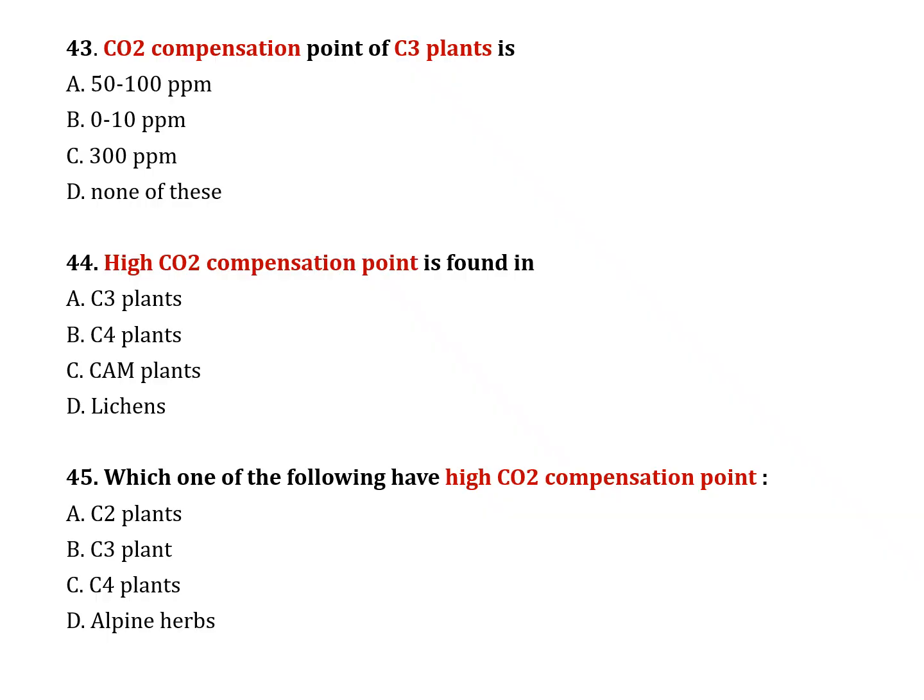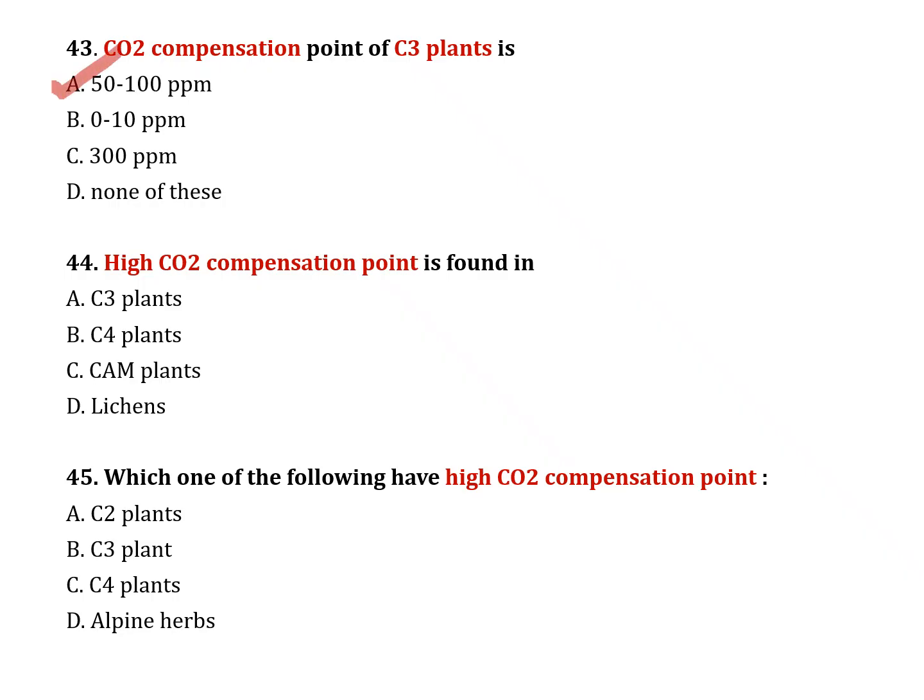The next question, number 43. Carbon dioxide compensation point of a C3 plant is: option A, 50 to 100 ppm; option B, 0 to 10 ppm; option C, 300 ppm; option D, none of these. Correct answer is option A, 50 to 100 ppm.